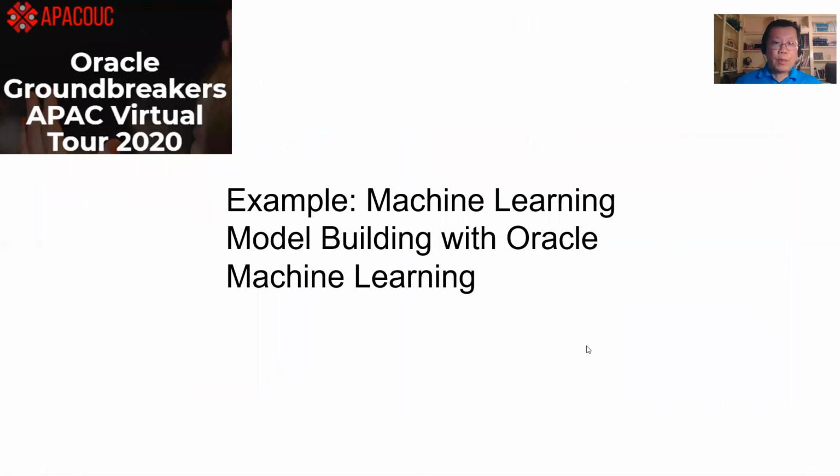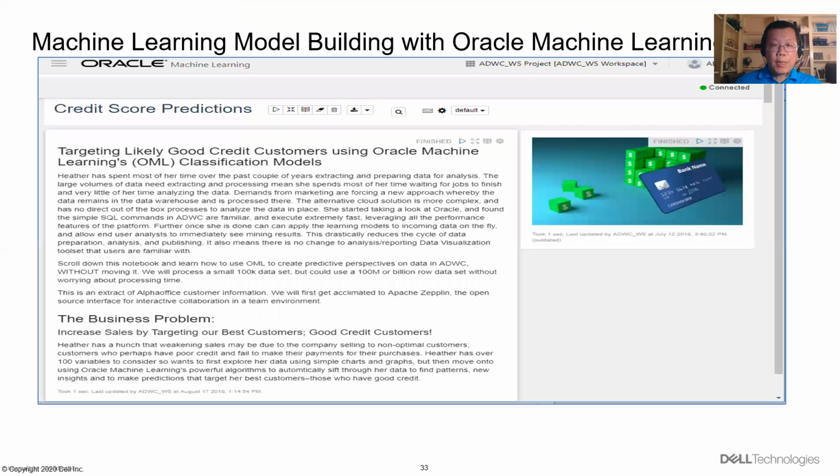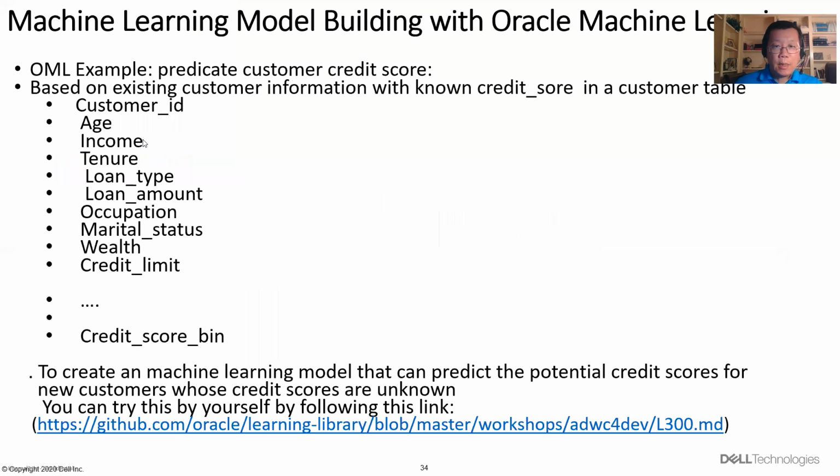Okay, let's quickly jump into the example. I want to show you how to use this capability to build one machine learning example. But of course, as we mentioned, if you click the example button, you can see more examples. This example is actually one of the Oracle examples called customer credit score prediction. It is based on the data in the table called the customer credit table.